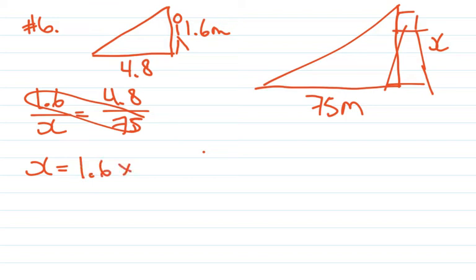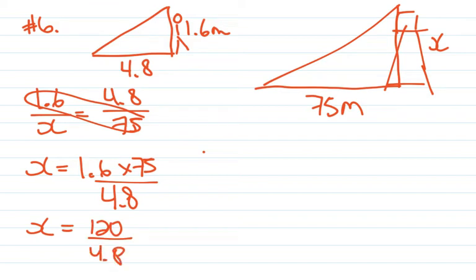So 1.6 times 75 divided by 4.8. Plug that into your calculator. 1.6 times 75 is 120 over 4.8. X equals 25. So therefore, the lighthouse is 25 meters tall.